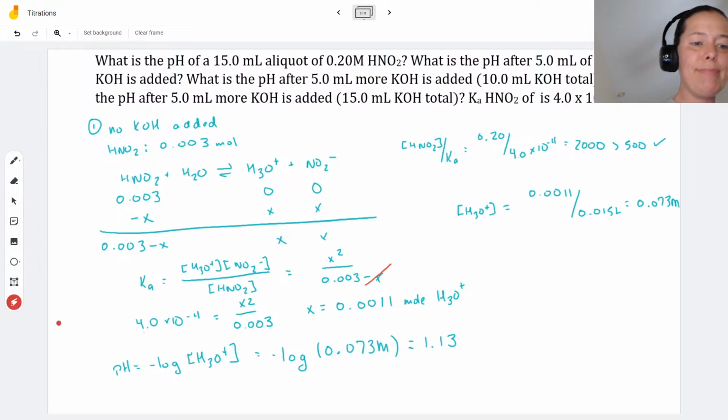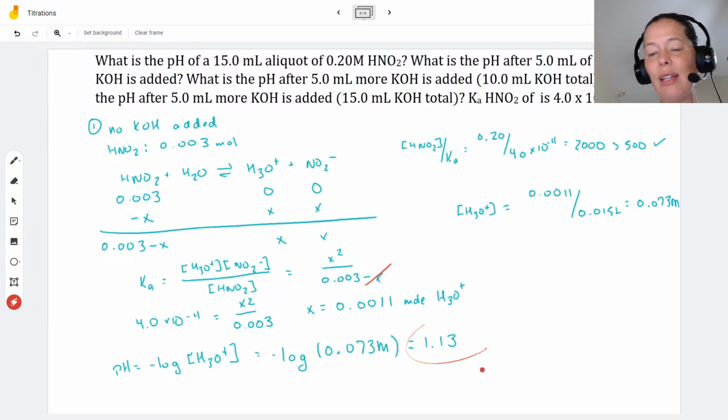Okay, so time for our logic check. We just have an acid in solution. It is a weak acid, but that's all we have, so we should have a pH that's low. And yes, it is low. It's 1.13, but this is the advantage of doing the strong acid first. You'll notice it's not quite as low as the strong acid, which again just gives us a check. Yes, it should be an acidic solution. Yes, it should be fairly low, but it's not going to be as low as, again, our nitric acid.